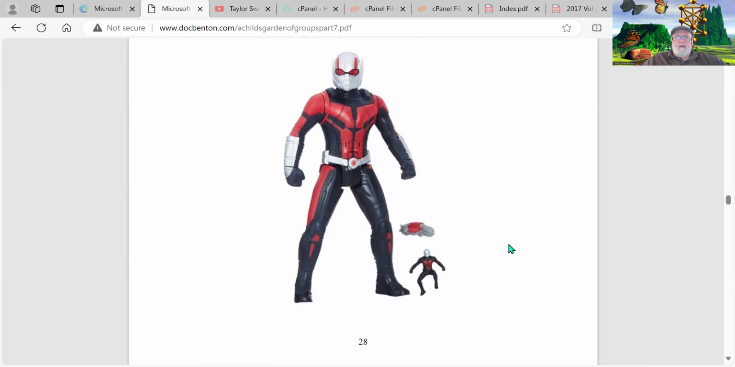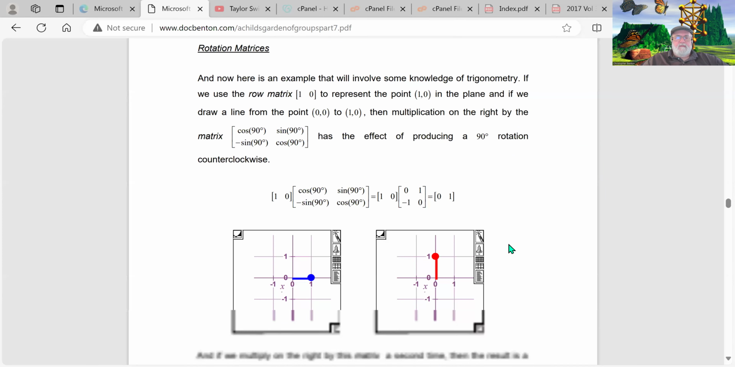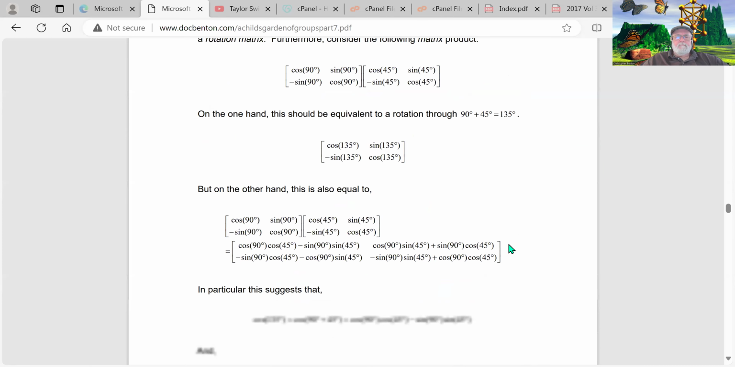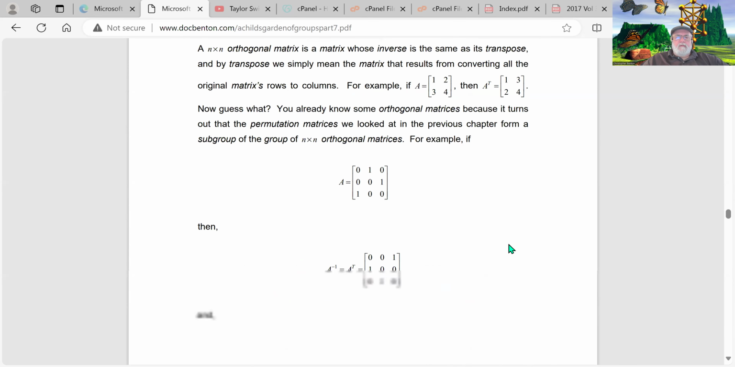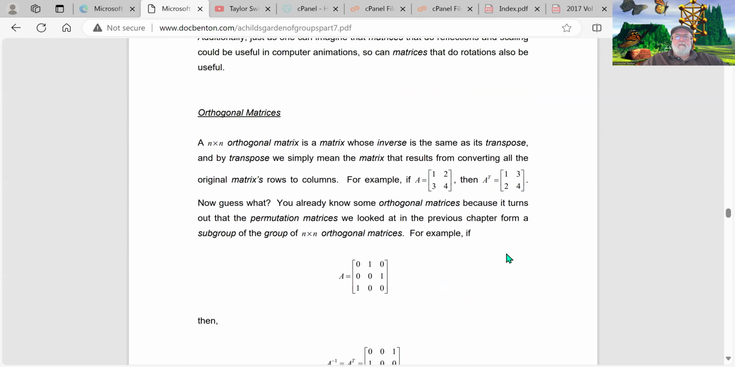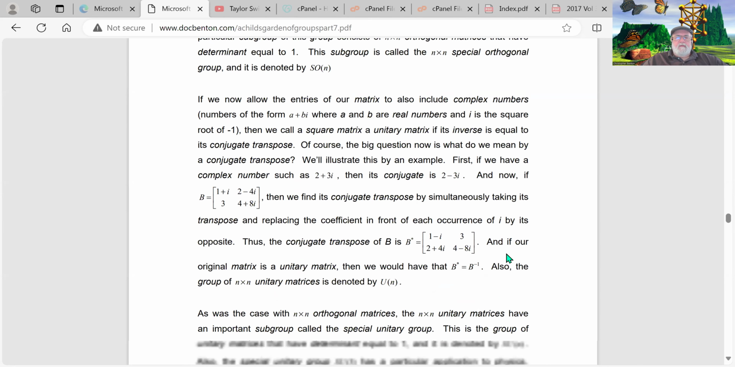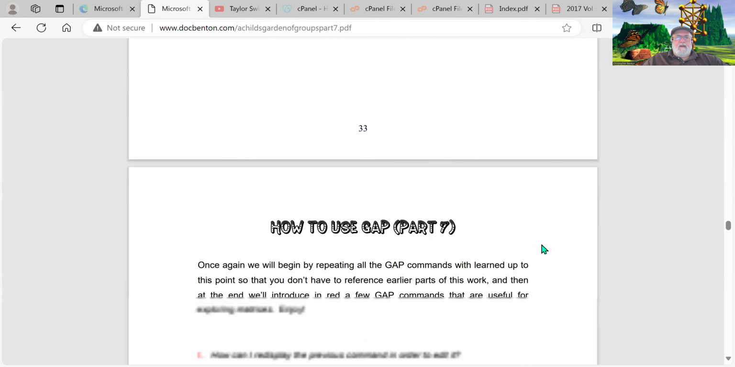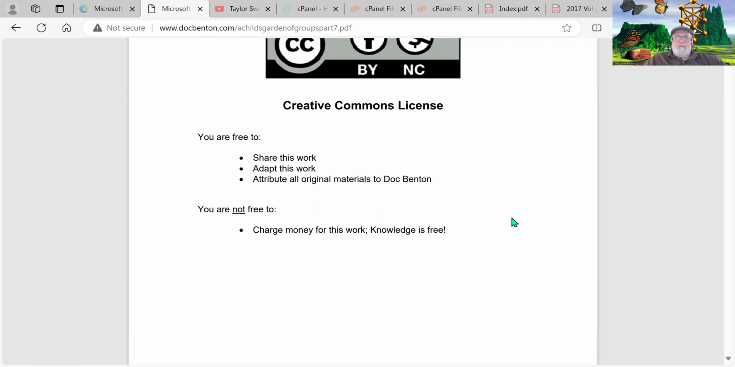Sort of like Ant-Man here. Rotation matrices. Orthogonal matrices. Okay. Let's see if I have some others here. And that's the end of those other kinds of matrix groups that I cover.